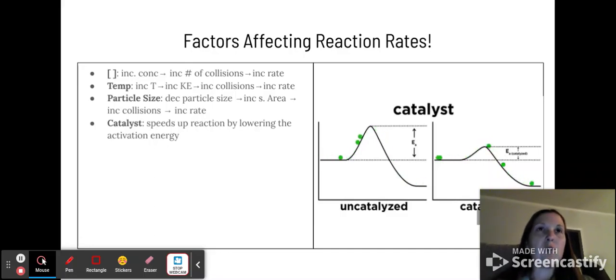I compare this to when you go to a theme park and you know that there's a height limit for a ride. A lot of people can't ride those, but then if you go to a ride that's in the kiddie section that has a shorter height limit, more people can ride those rides. Kids and adults can ride. So a catalyst is a lower height restriction so that more particles can get through the roller coaster, as you can see here.